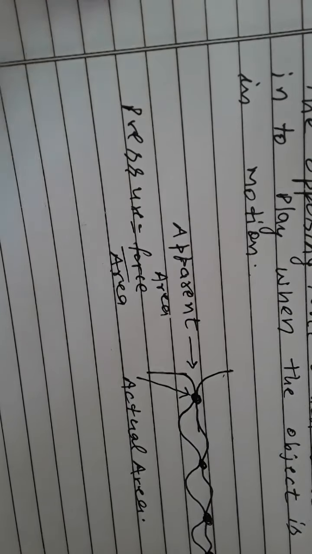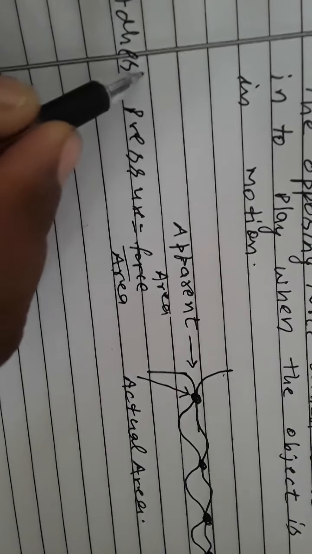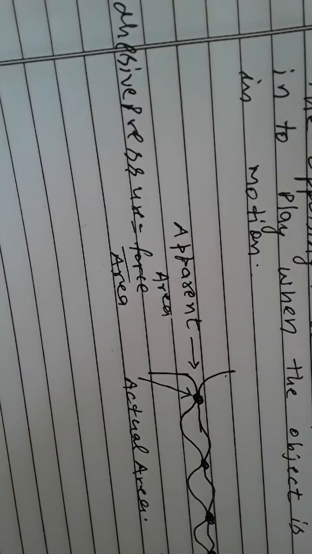If the actual area of contact is less, then the adhesive pressure between the molecules will be more. If the adhesive pressure between the molecules is more, then there is a large force of attraction between the molecules. So this is the reason, or the cause, of the friction between the surfaces.